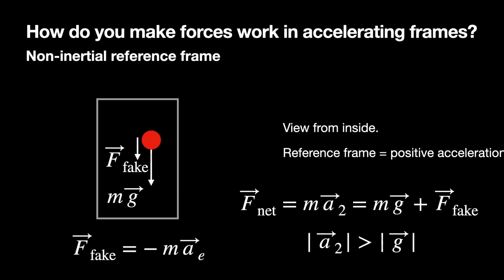But what if I'm inside the elevator and it's accelerating and I want Newton's second law to work? It doesn't, because I know the acceleration is greater than the gravitational field acceleration. In order to make that work, I have to add in an extra force, and this is a fake force because it's not really an interaction between two things. It's just fake. So this is a non-inertial reference frame, and in order to make Newton's second law work, I have to add a fake force, and the fake force is proportional to the acceleration of the reference frame. So it's actually negative mass times acceleration of the reference frame.